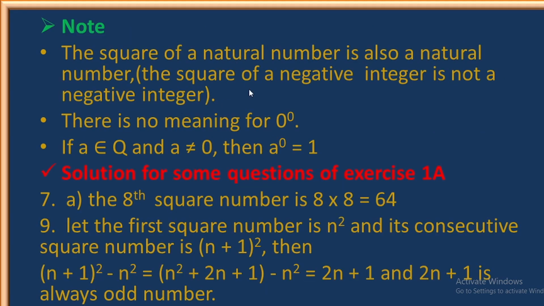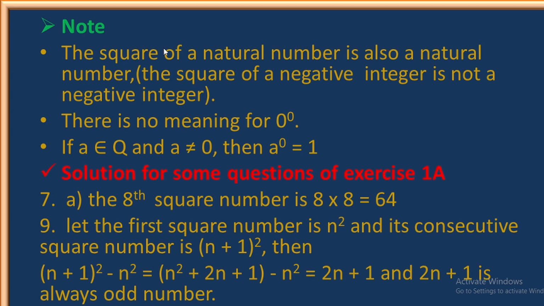Okay, there is a very important notation over here. Notations: the square of a natural number is also a natural number. Take any natural number and square it, the answer is always a natural number. The same thing for whole numbers. When you multiply a whole number by itself, the answer is also a whole number.